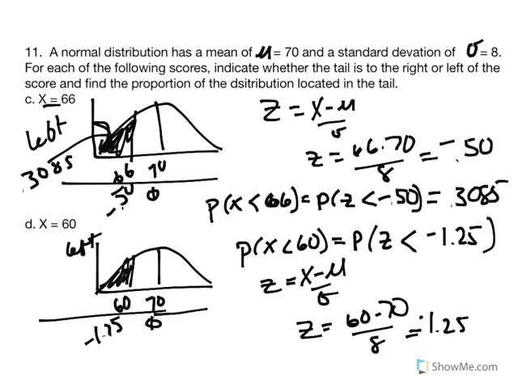So we found that this area here is representing 0.1056 of the entire distribution. So our final answer would be 0.1056. We can read that as there's a 10.56% chance that if we randomly selected a score from this distribution, that score would be less than 60. Or similarly, there's a 10.56% chance that if we randomly selected a z-score from this distribution, that z-score would be less than negative 1.25. Or 10.56% of the scores are below a score of 60.